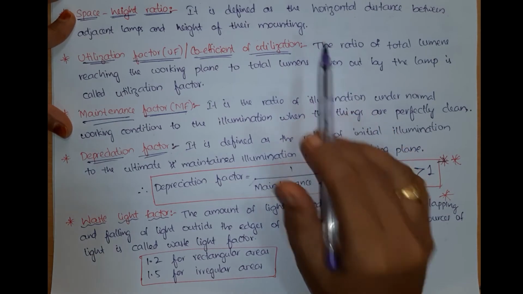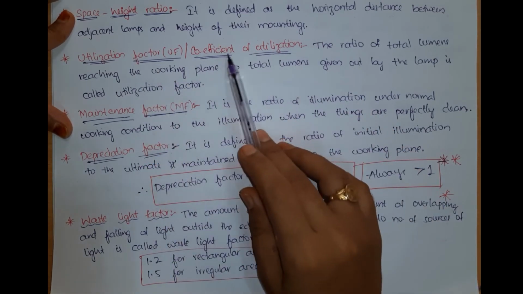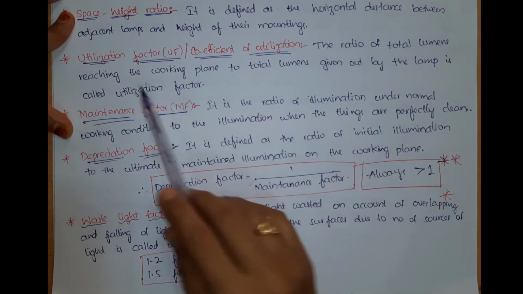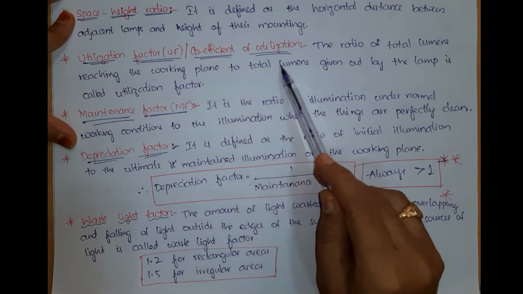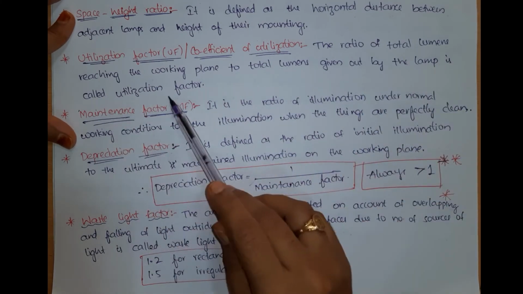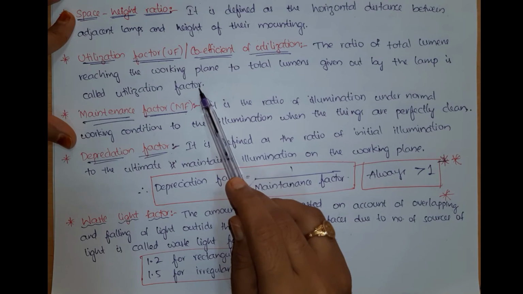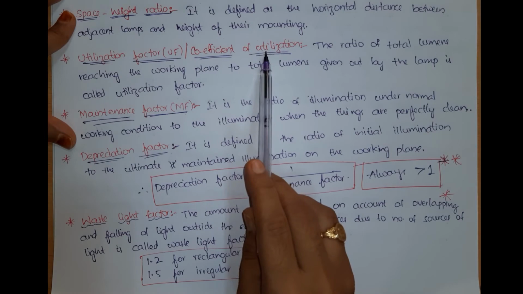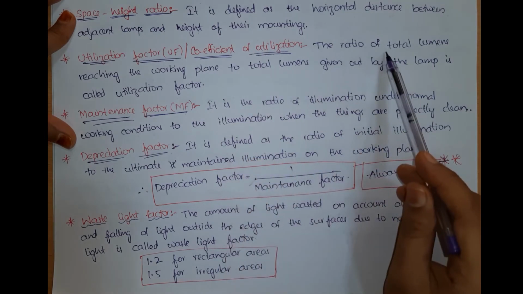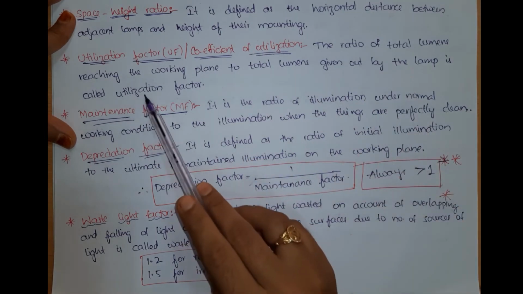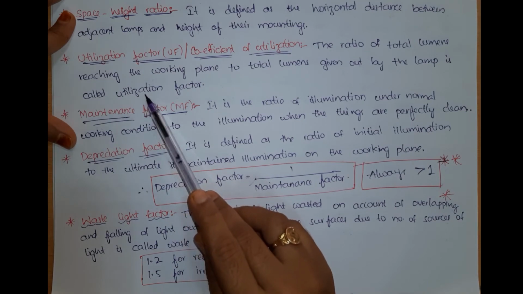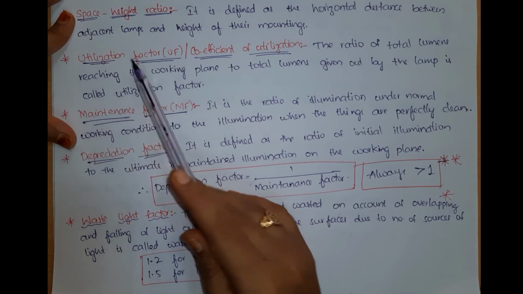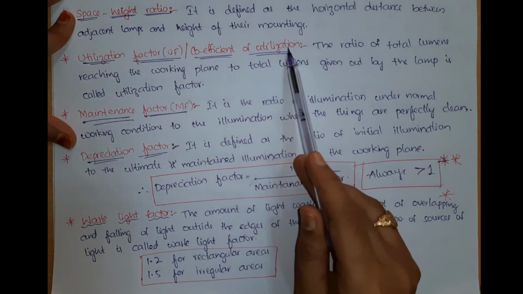Next, coming to utilization factor or coefficient of utilization, which is a measure of how much we are utilizing it. The ratio of total lumens reaching the working place to total lumens given out by the lamp is called utilization factor. In terms of lumens, it becomes coefficient of utilization. How many lumens are emitted by the lamp, and how much of that is reaching the working place, that is important. That is called utilization factor or coefficient of utilization.